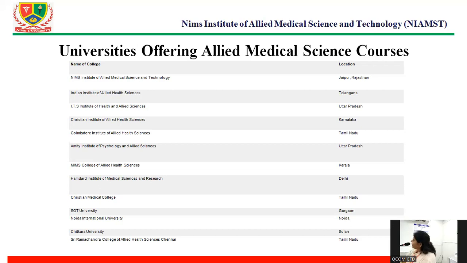Institute of Health and Allied Sciences of the Christian Institute of Allied Health Sciences, Karnataka; Coimbatore Institute of Allied Health Sciences, Tamil Nadu; Amity University of Psychology and Allied Sciences; NIMS College of Allied Health Sciences, Kerala; Hamdard Institute of Medical Science and Research, Delhi; Christian Medical College, Tamil Nadu; Presidency University of Gurgaon; Noida International University, Noida; Chitkara University, Solan; Sri Ram Charan College of Allied Science, Chennai, Tamil Nadu. There are so many courses that exist in these institutions.